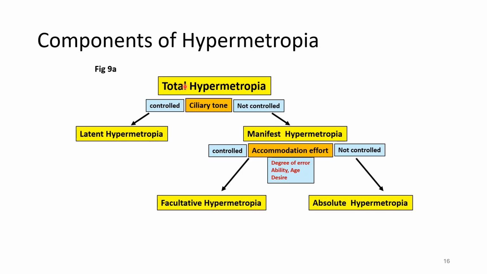Here we see that part of the total hypermetropia is controlled by the ciliary tone, and this is the latent hypermetropia. The part which is not controlled by the ciliary tone is the manifest hypermetropia. Part of this is controlled by the accommodation effort, and this is the facultative hypermetropia, and that which is not controlled by the accommodation effort is the absolute hypermetropia. The accommodation effort depends upon the degree of error, the ability. We also know that it goes on declining with age, and the patient's desire.